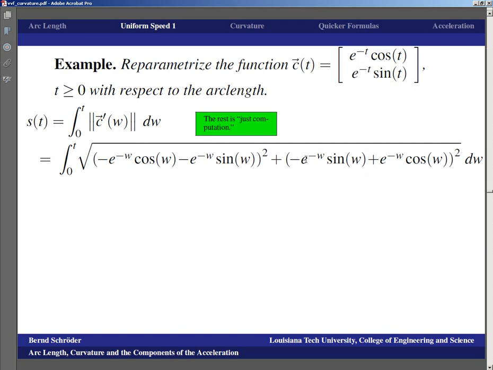And in the same way, this part here is computed from the y component of c of t using the product rule, right? Derivative of e to the negative t, negative e to the negative w now, times sine of w, plus e to the negative w times the derivative of the sine function, which is cosine of w. Well, now that we have that, even though that's pretty big, the next thing to do is obvious. We have to multiply out parentheses.